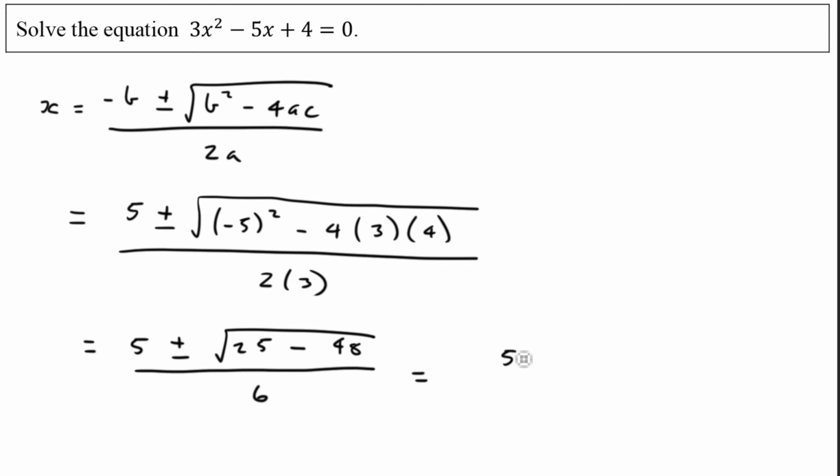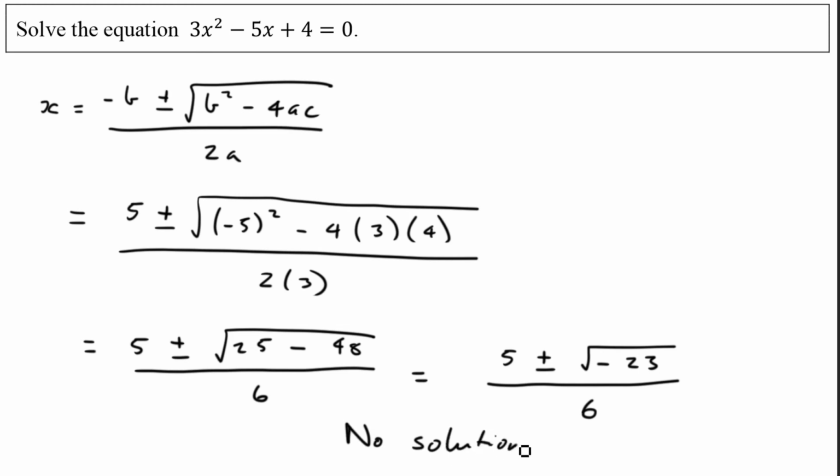So we have 5 plus or minus the square root of negative 23 divided by 6, at which point we think, oh, there is a problem. We cannot take the square root of a negative number. Therefore, we're not going to get any answers to this. We have found a quadratic equation which has no solutions. And this will be the situation if the part under the square root is negative.